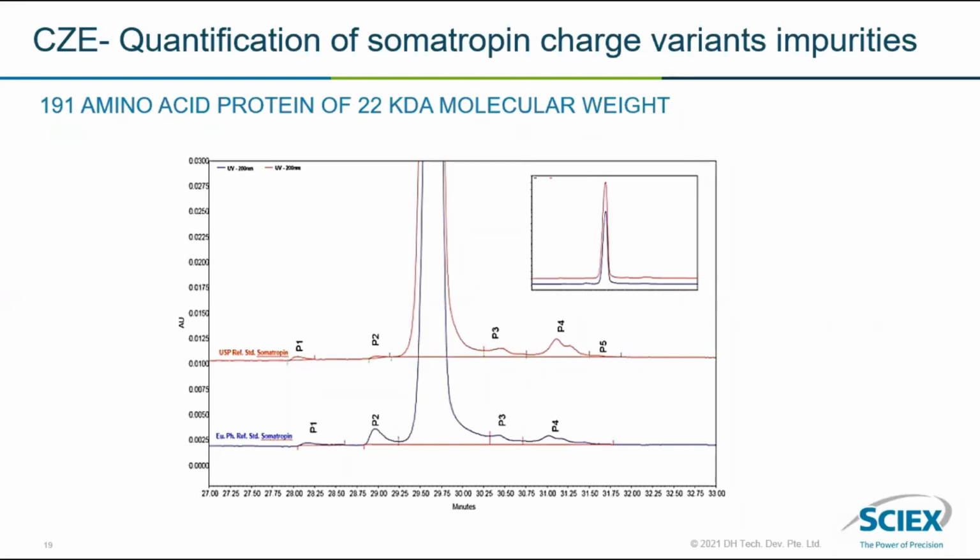The distribution of charge variants between the two standards is slightly different, because in the USP we got one extra impurity, which is P5. But the migration time, or the relative migration time, of all the impurities is the same and falls in the range specified by the European Pharmacopoeia, which indicates that the identification of the impurities is very consistent throughout the two different standards.